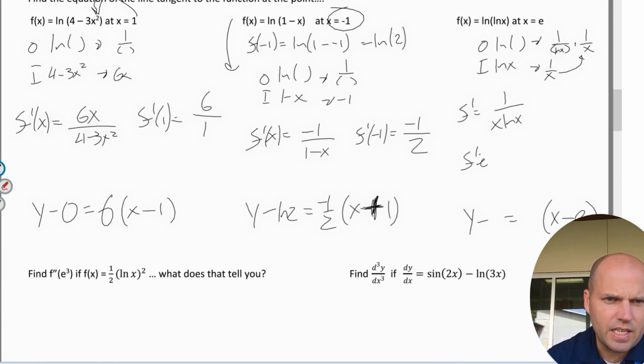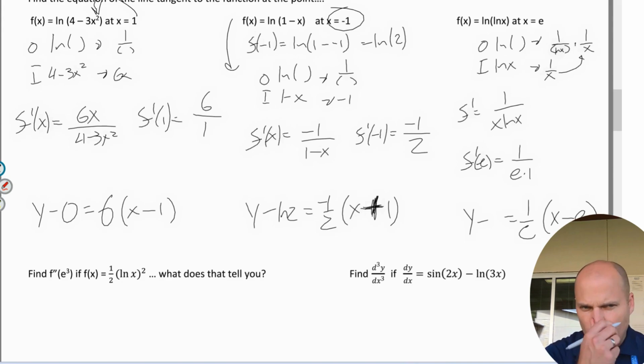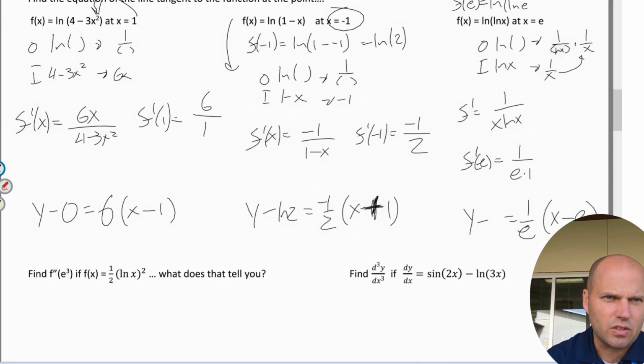If I plugged in e, I get 1 over e times the natural log of e, which is 1. So that's the slope, 1 over e. And what is f of e? Well, the natural log of e would be the natural log of 1, which would be 0 again.